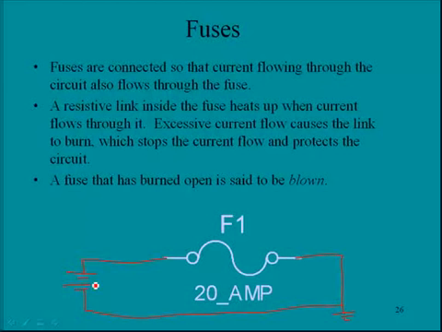A resistive link inside the fuse heats up when current flows through it. Excessive current flow causes the link to burn, which stops current flow and protects the circuit. So in this case, the fuse is in the circuit. If we're pulling too much current through this, then the fuse will burn, and we'll have an open at this point, and then current will cease to flow. A fuse that has burned open is said to be, and here's the term, a blown fuse.